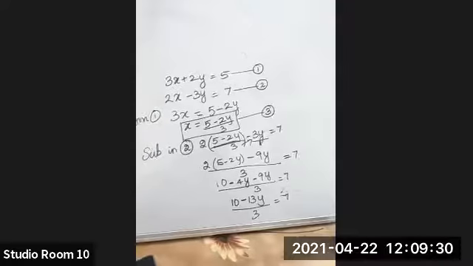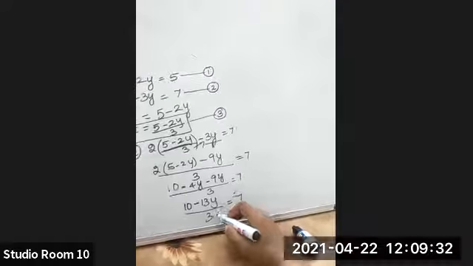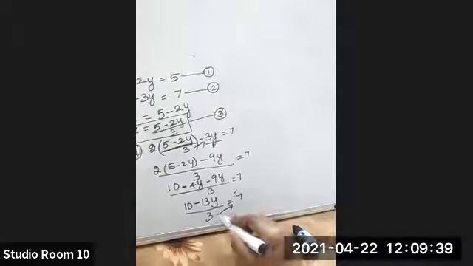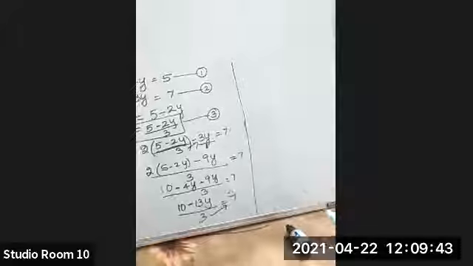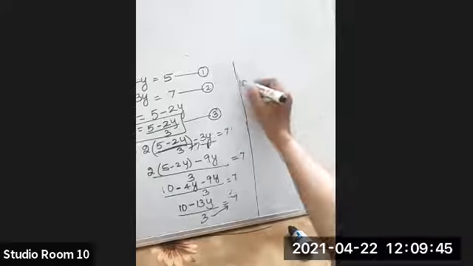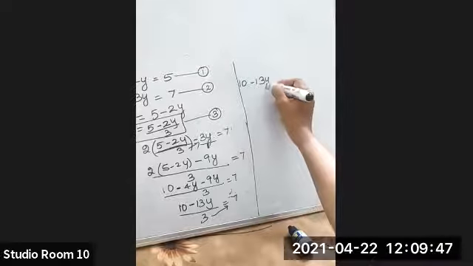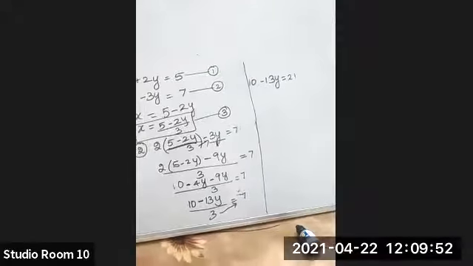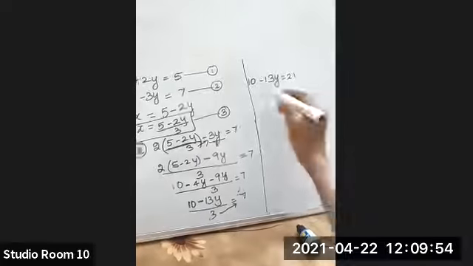Yes, negative 13y by 3 is equal to 7. Now, this division by 3, you take it to the other side. When we take the division by 3 to the other side, what will you get? It becomes multiplication by 3. Okay, so I'm writing on the side. So we get 10 minus 13y is equal to 21.